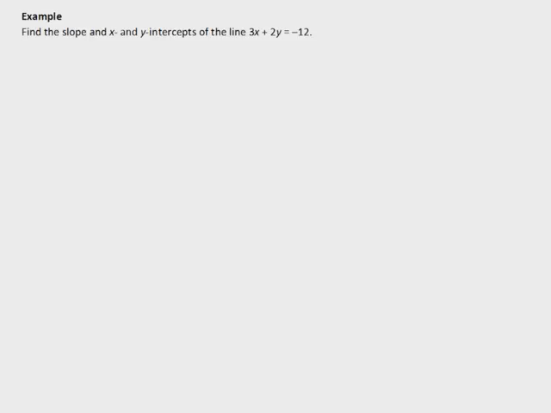So I'm looking for the x-intercept. Let me call it a. It's the point a, 0. And since this is the equation of the line, a, 0 must satisfy the equation. So I can plug it in. I'll put in a for x and 0 for y into the equation. So I get 3a is equal to minus 12, a is equal to minus 4. So I found that the x-intercept is minus 4.